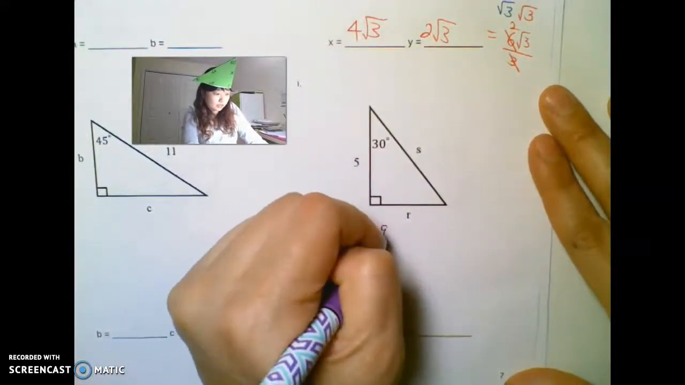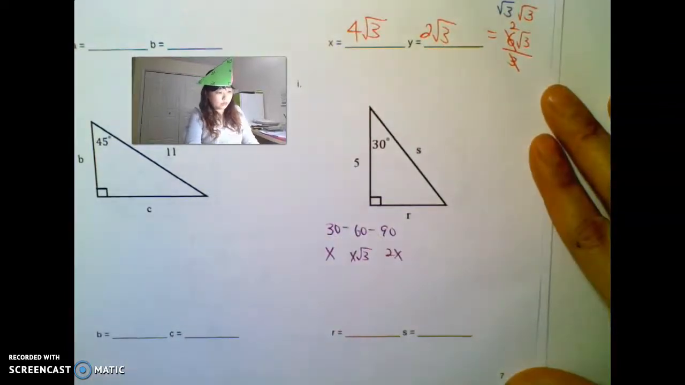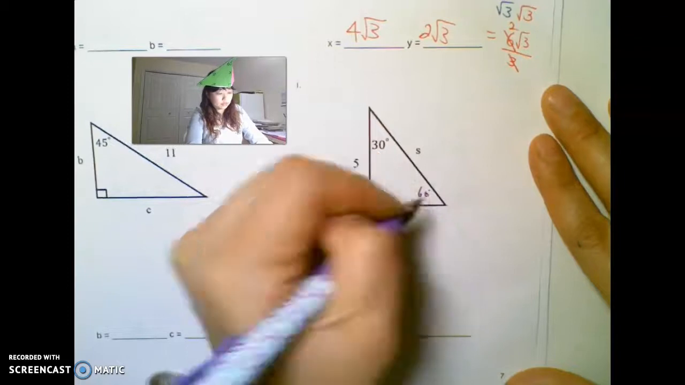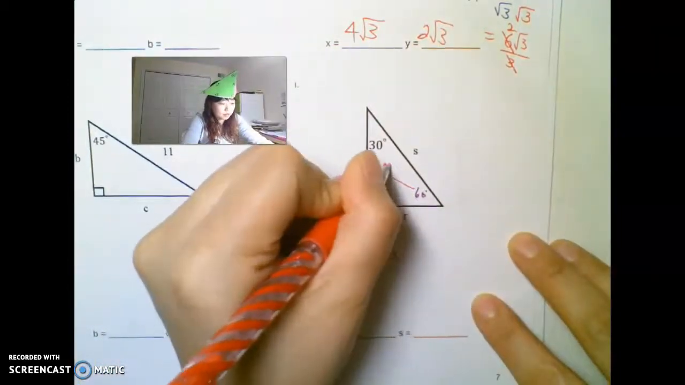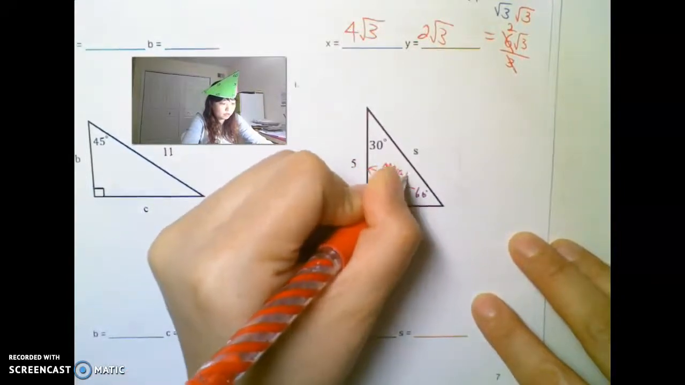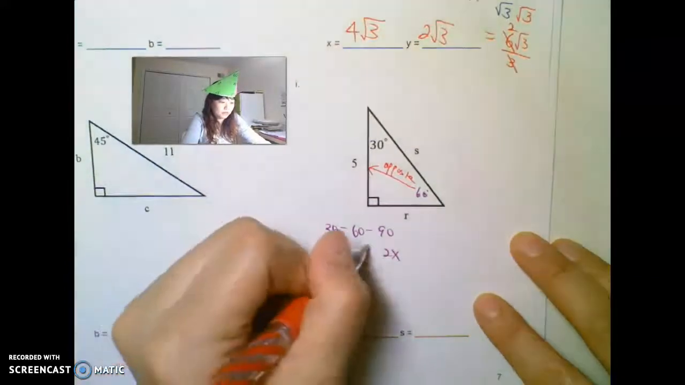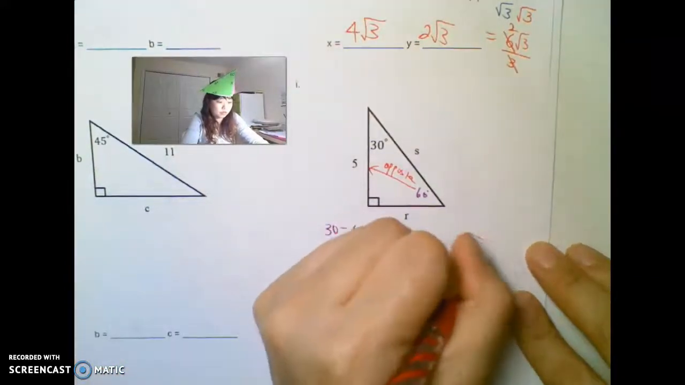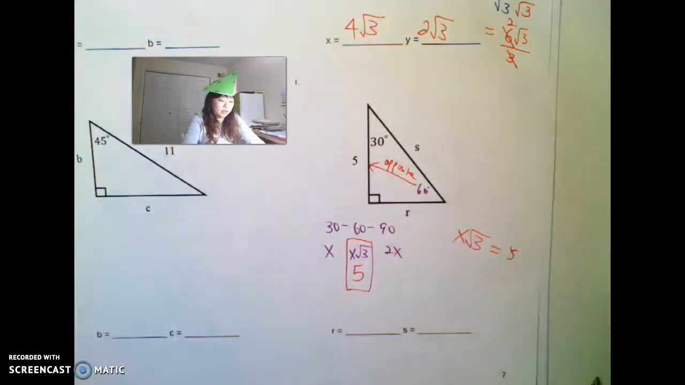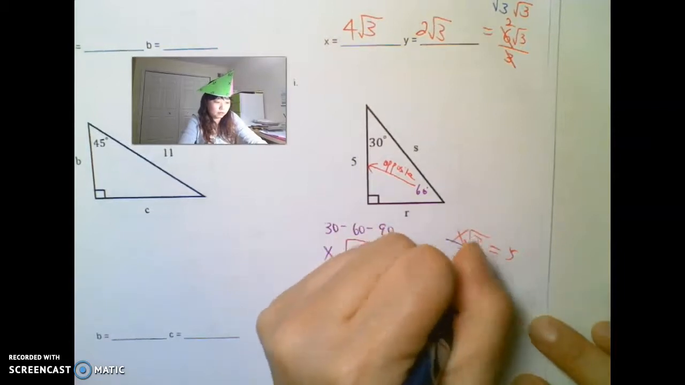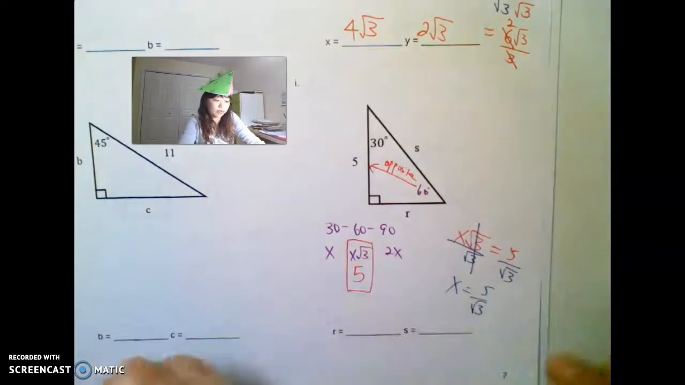30, 60, 90. x, x root 3, 2x. What do I have here? That's 60. Oh, same as last time. Look at this. They gave us opposite of 60 to be 5. So this is 5. You see, opposite of 60 is 5. So then I need to set up an equation using that. x root 3 is equal to 5. You have to divide by square root of 3. x is 5 over square root of 3.